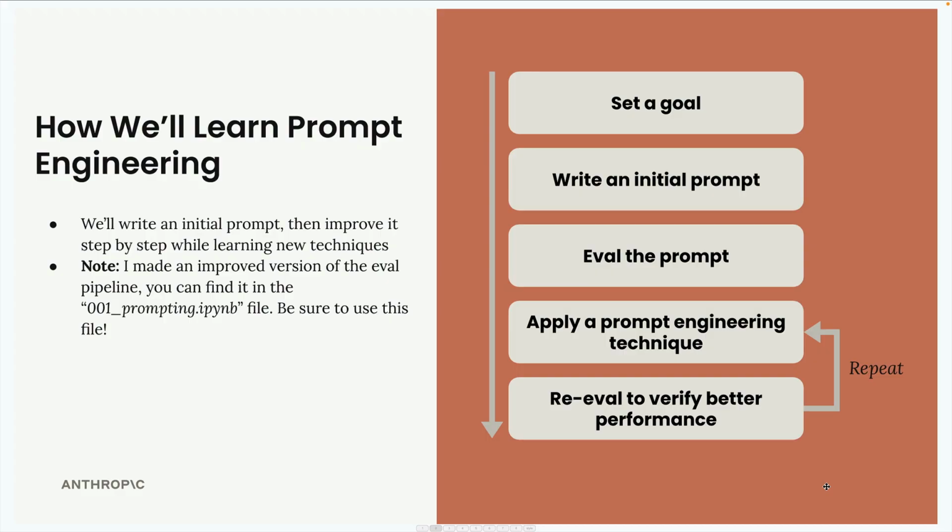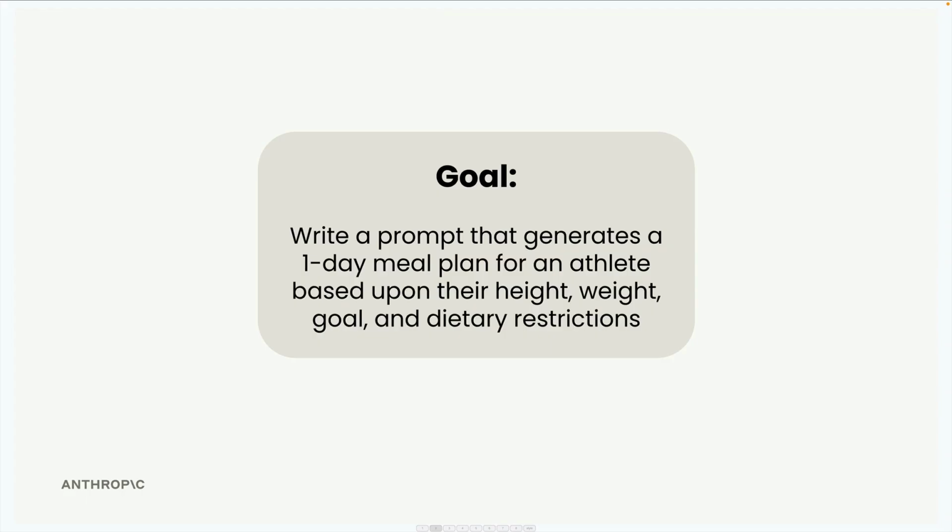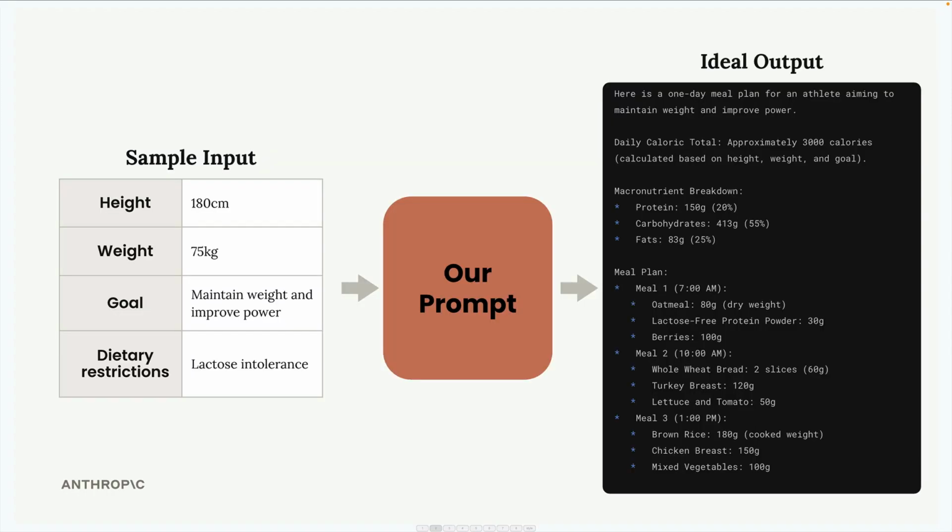Before we open up that notebook, however, I want to very quickly tell you about the goal of our prompt. So this initial prompt that we're going to write and exactly what it is intended to do. All right, so we're going to make a prompt that's going to hopefully generate a one-day meal plan for an athlete based upon their height, weight, some kind of physical goal that they might have, and any dietary restrictions they might have.